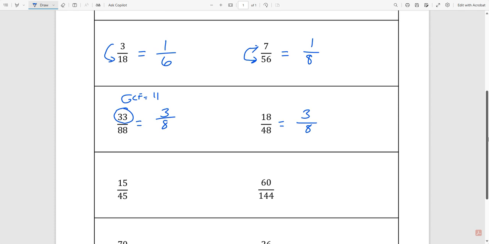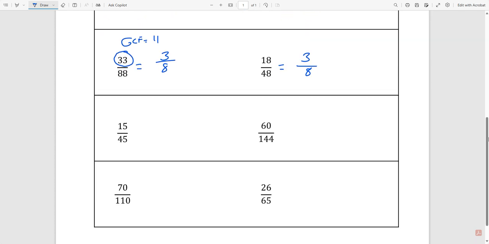All right, a few more examples here. 15 over 45. And so now we'll look again, and in this case, 15 will divide into 45 three times. So that is our GCF. So 15 divides into 15 one time, and then 15 divides into 45 three times. So 1/3 is this fraction reduced to its lowest terms.